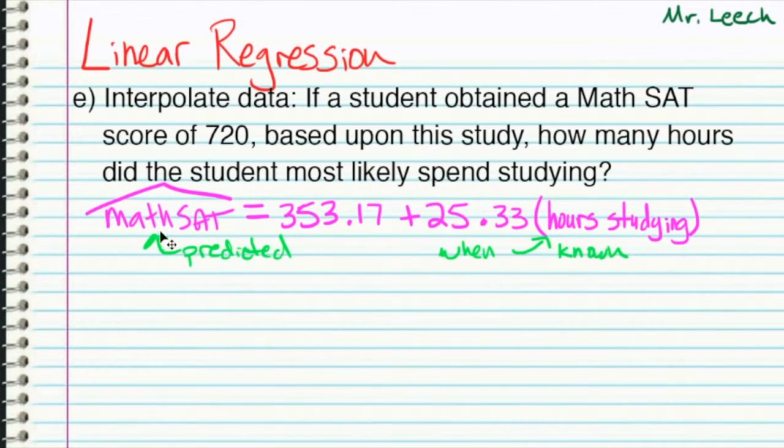It's tempting to plug in 720 in for Math SAT and solve for our studying. That's an easy solve, that wouldn't be too hard to do. The problem is this, we are predicting the Math SAT when we know our studying. We can't predict our studying based upon Math SAT with this equation. We need to go to our calculator and generate another regression equation, this time predicting our studying based upon Math SAT.